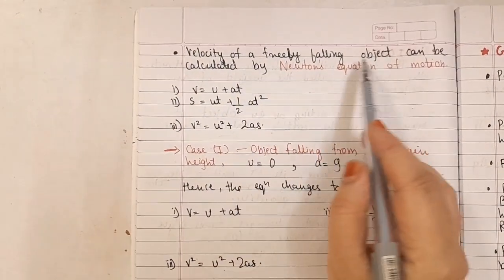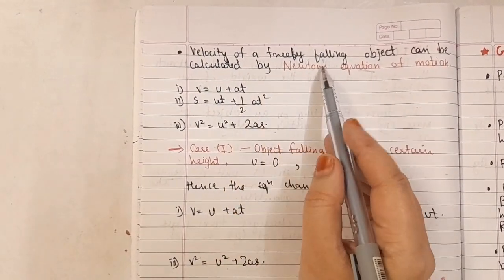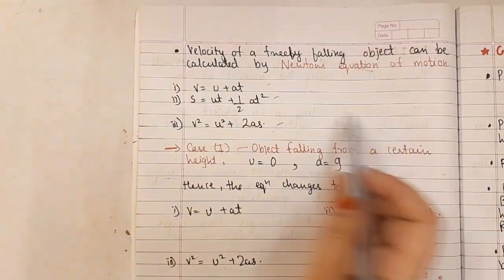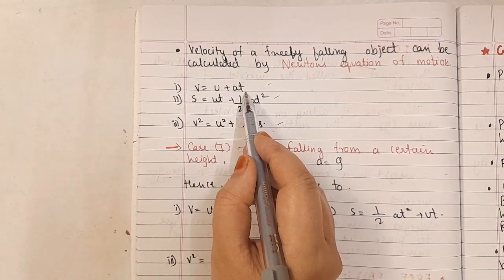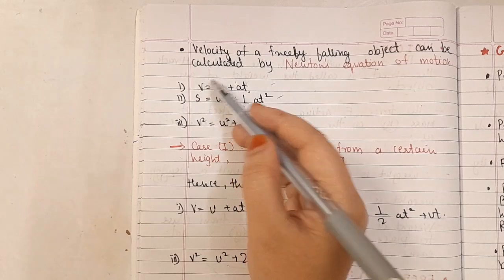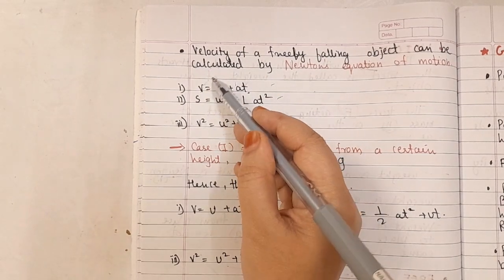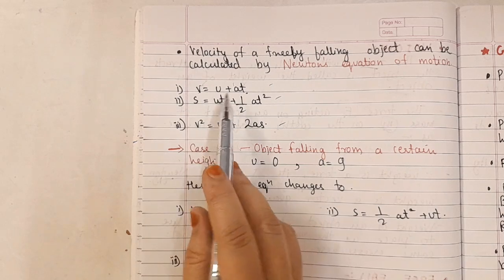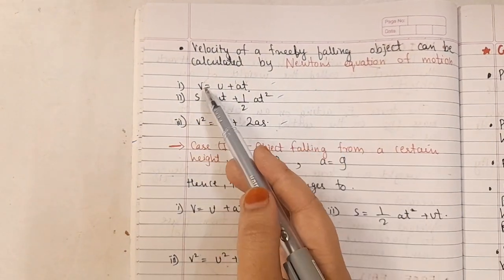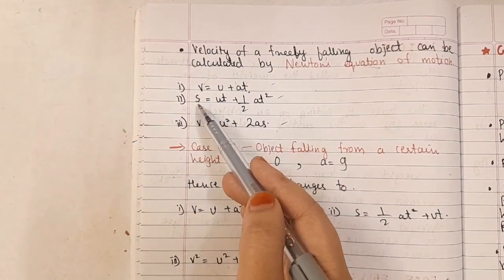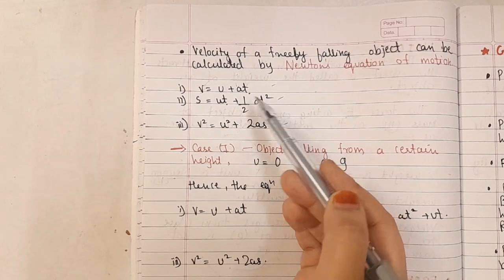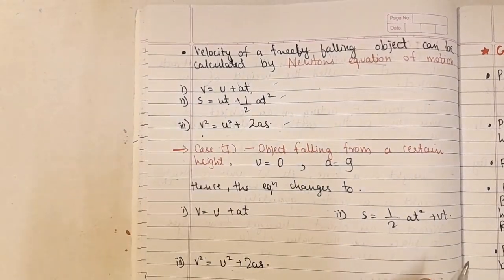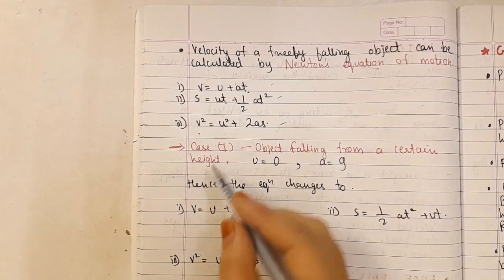Now, the velocity of a freely falling object can be calculated by Newton's equations of motion. These are the three equations, where v is the final velocity, u is the initial velocity, a is the acceleration, t is the time, and s is the displacement. First is v = u + at, second is s = ut + ½at², third is v² = u² + 2as. Now we will derive these equations.